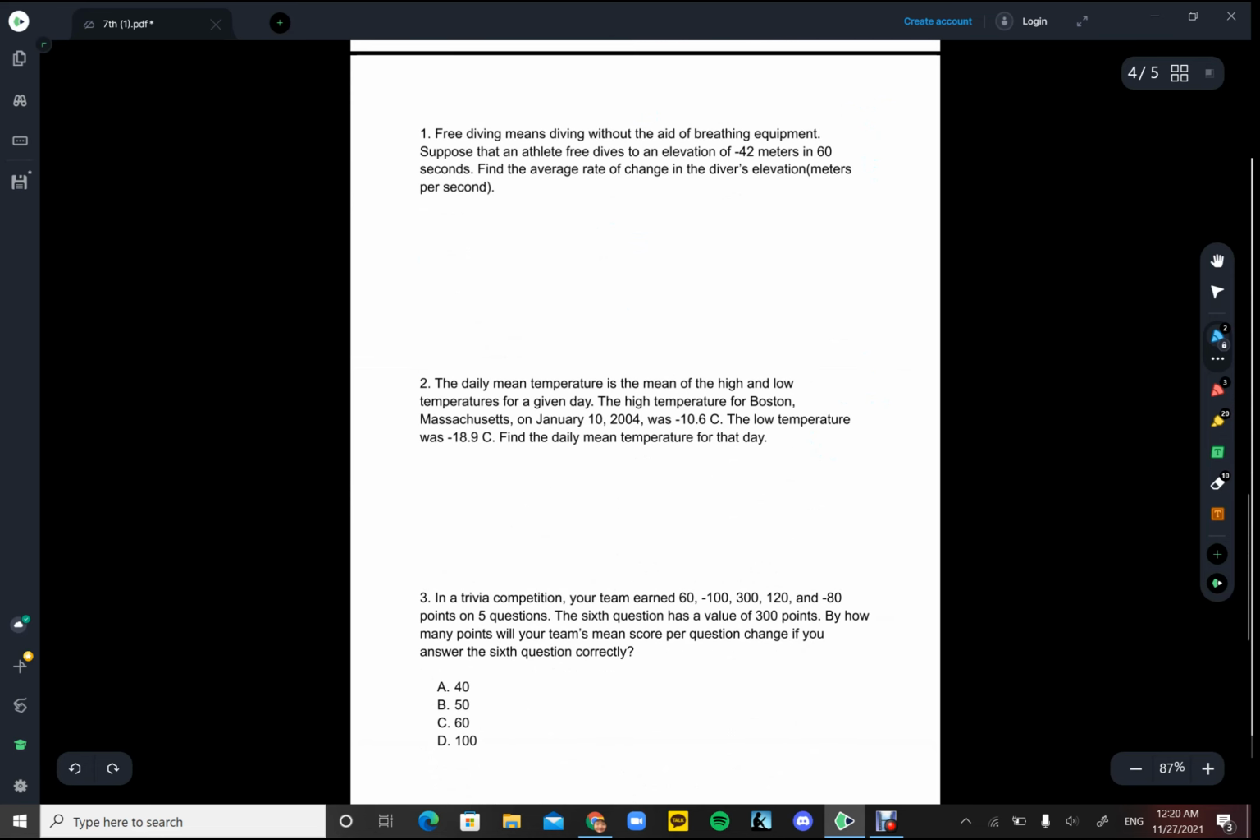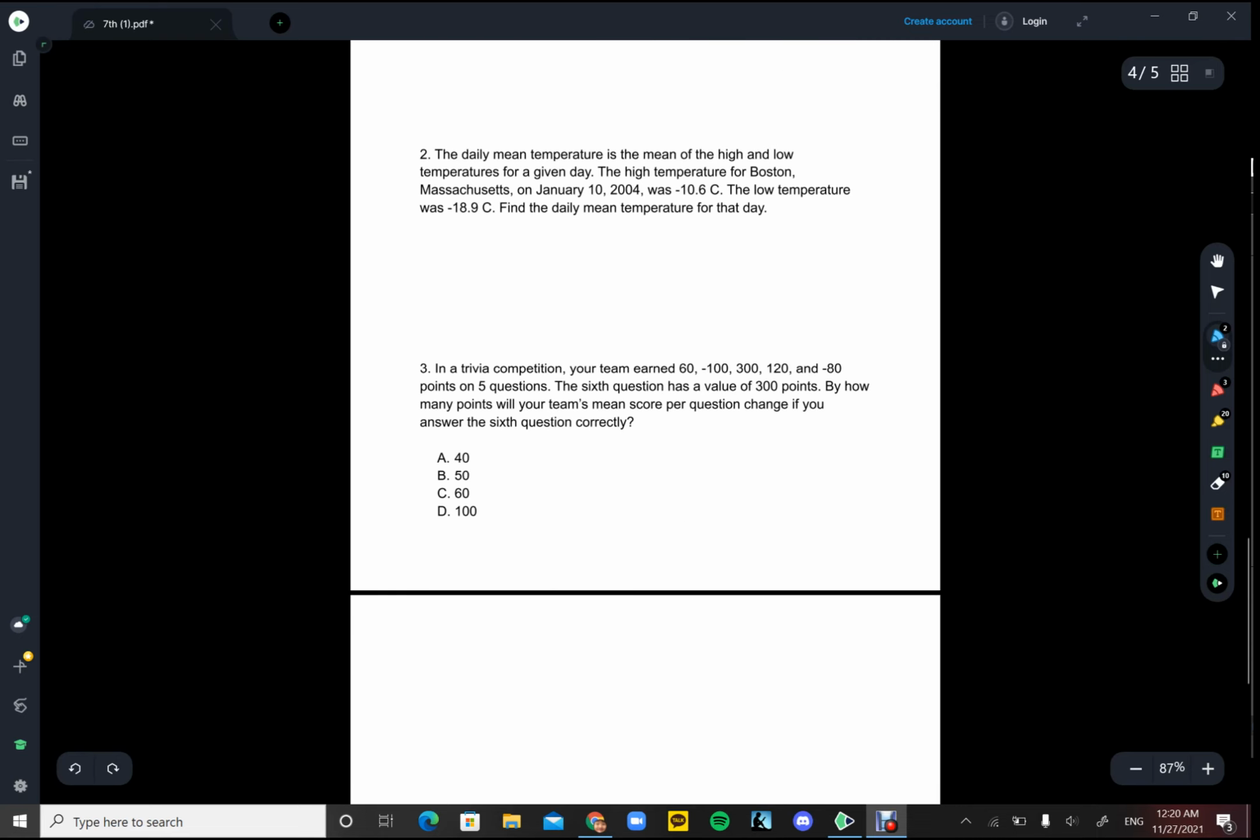So on the next page, we have 3 word problems. So let's go to number 3. Number 3 is asking, in a trivia competition, your team earns 60, negative 100, 300, 120, and negative 80 points on 5 questions. The 6th question has a value of 300 points. By how many points will your team's mean score per question change if you answer the 6th question correctly?